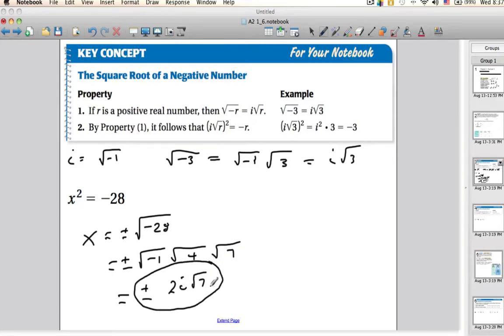Okay, so the only thing really new is this idea that if I factor a -1 out of the radical, then I can simplify that square root of -1 to be i. Everything else is the same work we were doing when we were solving by taking square roots and simplifying radicals.